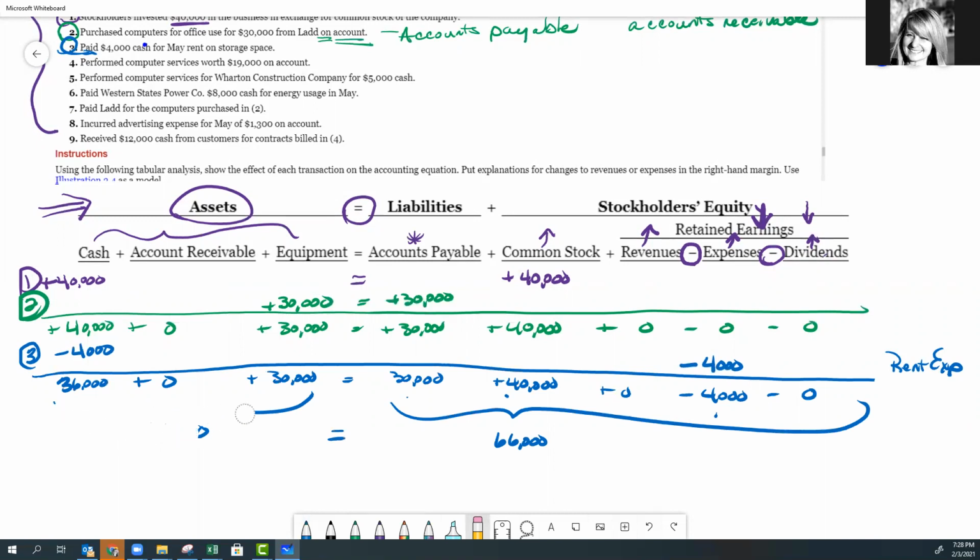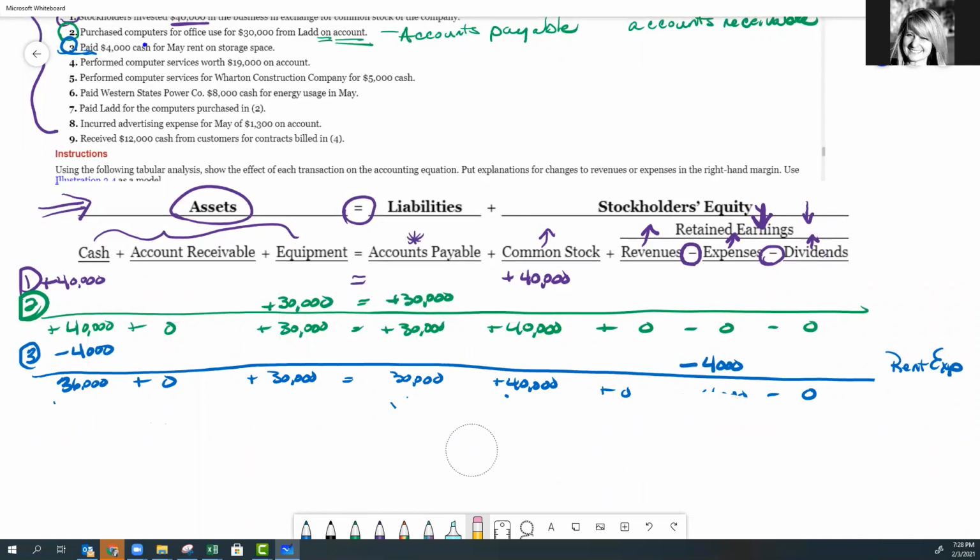Okay. So let's go to transaction number 4. I'm going to stop subtotaling along the way, and we're just going to total at the end and make sure that we equal. Okay. So transaction number 4. We performed computer services worth 19,000 on account. So again, this was on account, which means that we did not get paid. We're going to get paid in the future.